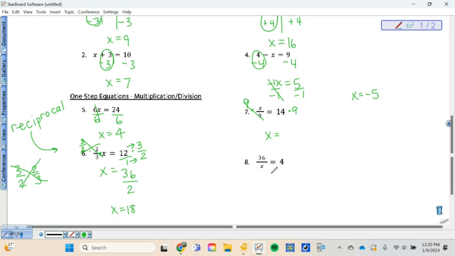You guys don't have calculators. Can we do this in our head? Anybody? So 14 times 9 is like 10 times 9 plus 4 times 9. Very good. Yeah. So 10 times 9 is? 90. 4 times 9 is? 36. What's 90 plus 36? Good. 126.